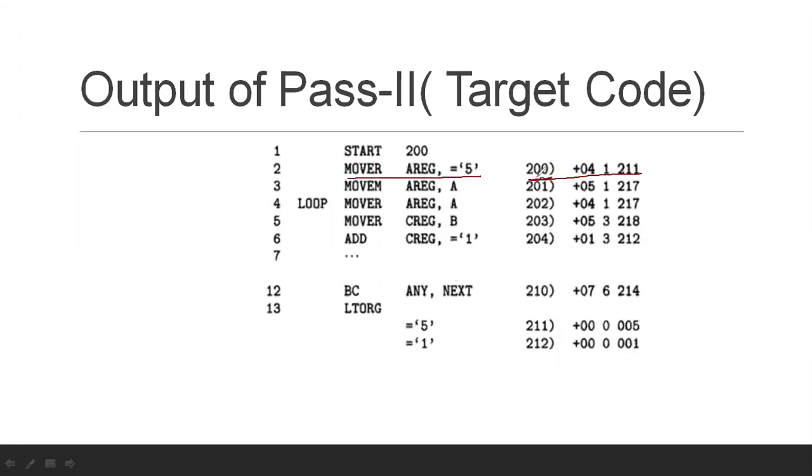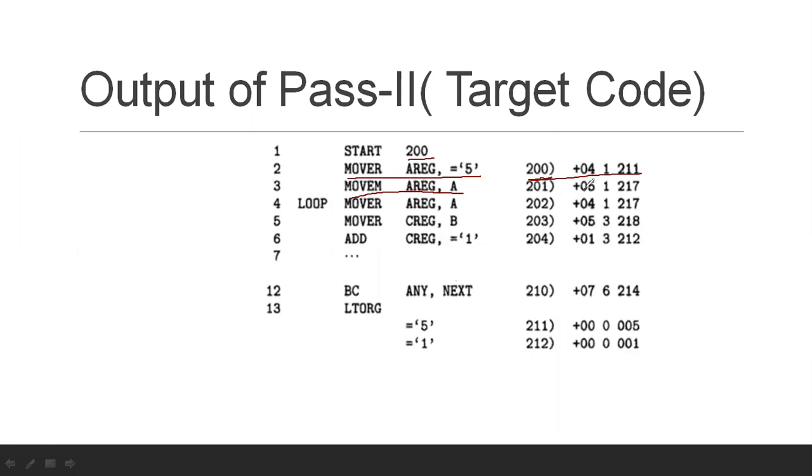The address is 200 because the starting address is 200. LC is initialized with 200. This is how target code is generated for an imperative statement. So one more imperative statement. It is assumed that the length of the MOVER is 1, because of which 200 is added with 1, giving 201.